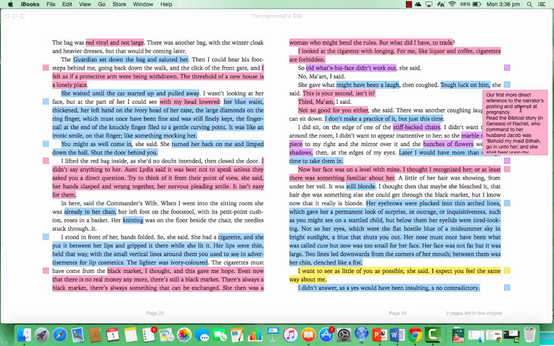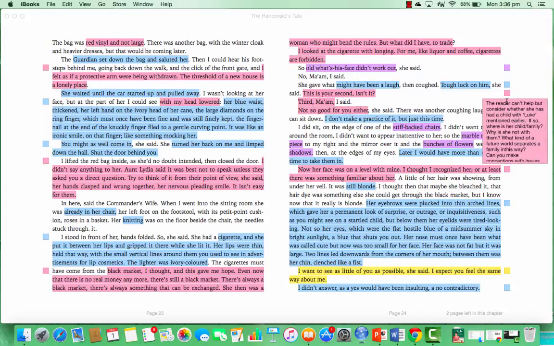Pause to read the biblical story in Genesis of Rachel, whose command to her husband Jacob was, "Behold my maid Bilhah, go in unto her, and she shall bear upon my knees, that I may also have children by her." This underpins the concept of handmaids and surrogacy in the text and provides strong links to science advancements of our time.